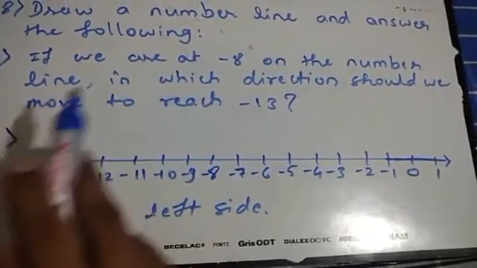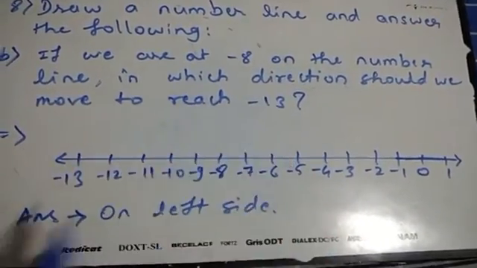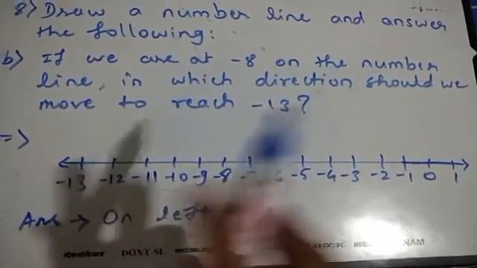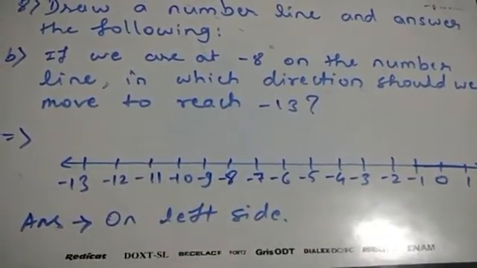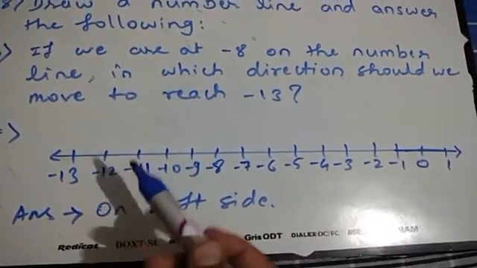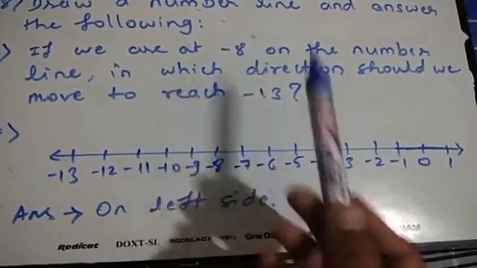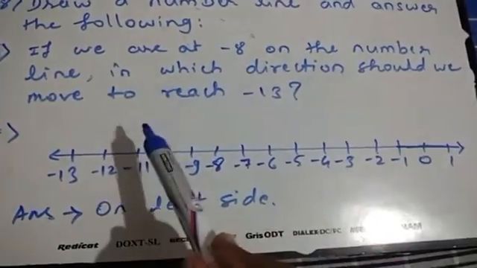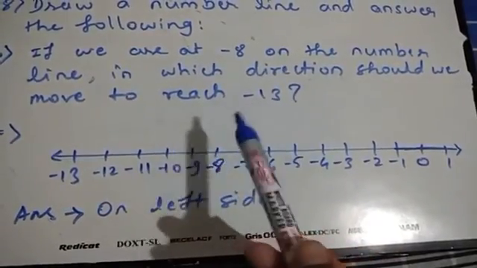Let's see one more example. If we are at -8 on the number line, in which direction should we move to reach -13? Okay, now see here, on the number line I have written all the numbers and we have to identify that if we are at -8 on the number line, in which direction should we move to reach -13?